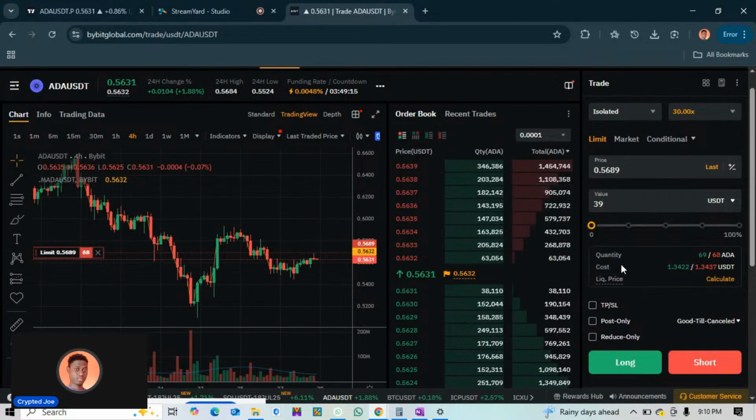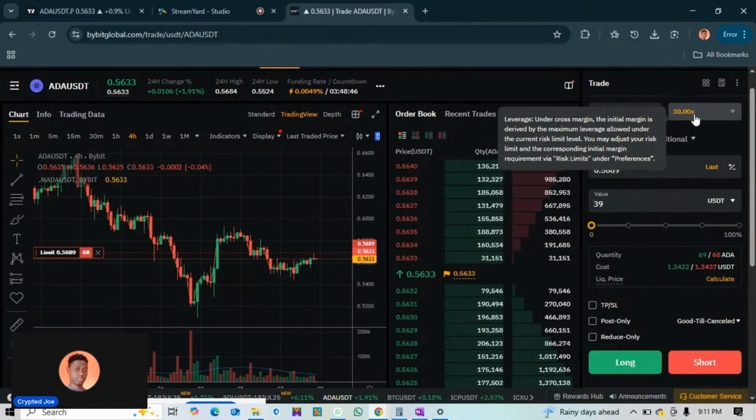That is the cost I keep telling you guys about. When you place your figures and get your order value, you see that the cost will show you the actual amount you are entering the trade with. In this example, I'm entering with exactly 1.34, but I'll be needing 39 USDT to open that trade for me based on the 30x leverage I'm using.